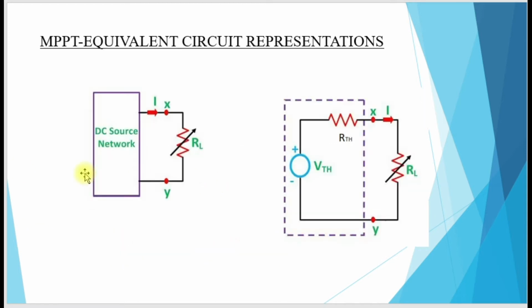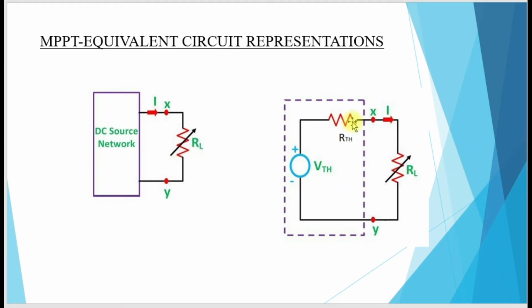Here you can see two pictures. First one is a load connected to a DC source network and second one is Thevenin's equivalent of the DC source network. So here the statement is valid. Power transfer from a DC source network to a resistive network is maximum when the internal resistance of the DC source network is equal to the load resistance. That means RL is equal to RTH. The system becomes perfectly matched for load and source and the power transfer becomes maximum.